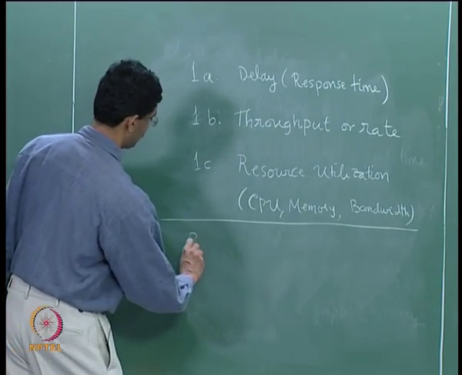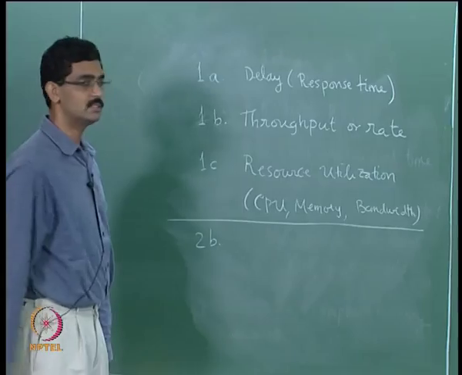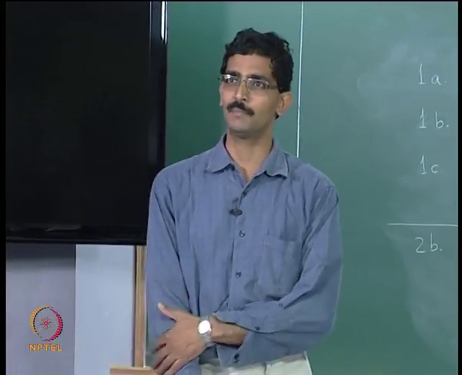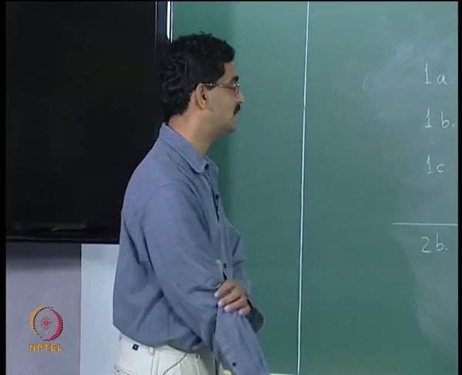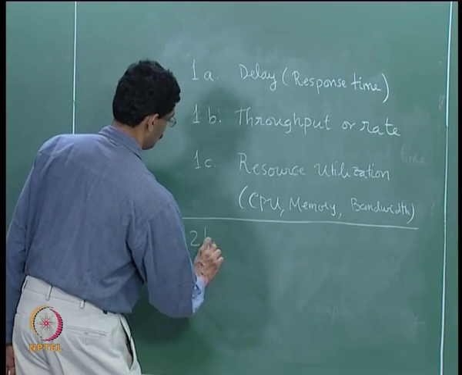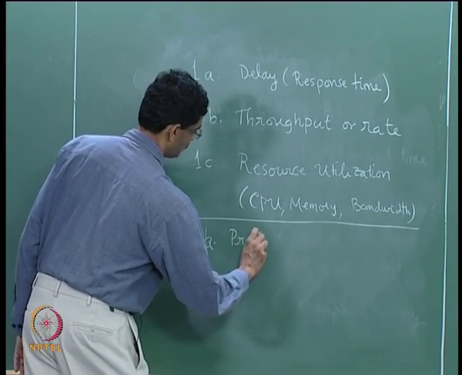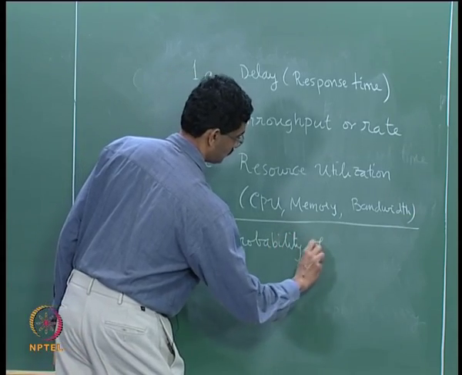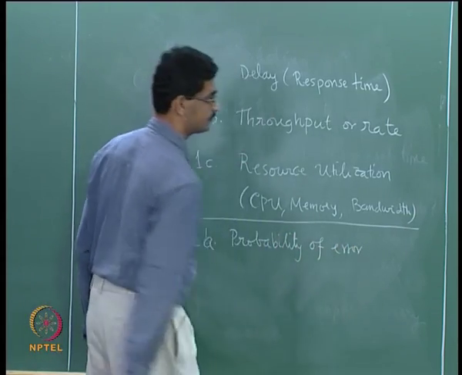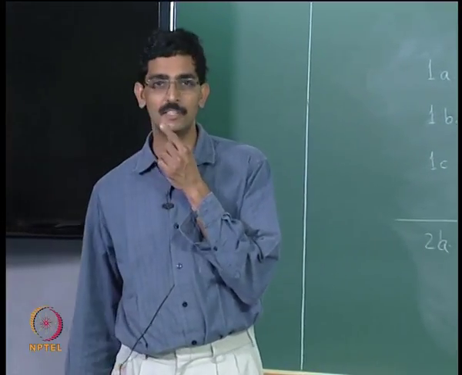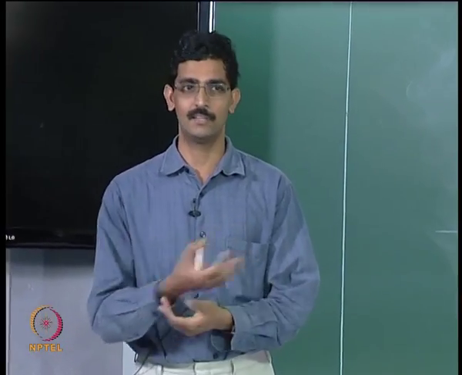Then the second category is when something gets done incorrectly. A simple case is the packet gets delivered, but there are errors in the packet. A corrupted packet is being delivered. So we would like to know the probability of error, 2a. And this probability of error is easy. If you look at bit error rate, that is simply that metric.